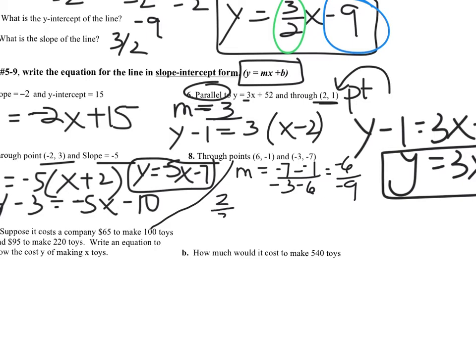So let's choose a point. I'm just going to pick the first one, and we're going to put this into point slope form. So y plus 1 equals the slope, which is 2/3, x minus 6.